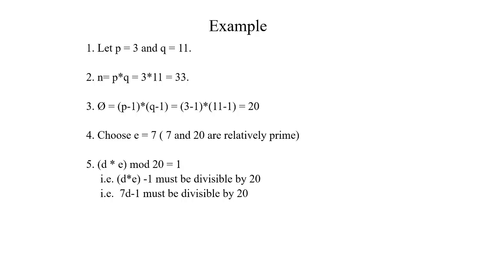We can put value of d from 1, 2, 3 till the equation 7d minus 1 is completely divisible by 20. So in this example, d will be equal to 3. So we can compute the value of d equal to 3.